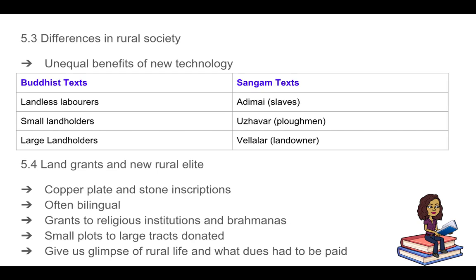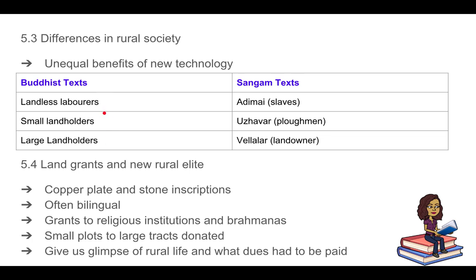Now, we've talked about these new technologies, and we also know that technology always results in unequal benefits. So some farmers were able to gain more from these technical innovations than other farmers, which therefore led to differences in rural societies. So when we look at Buddhist texts, it talks about three categories of peasants: the landless laborers, the small landholders, and the large landholders.